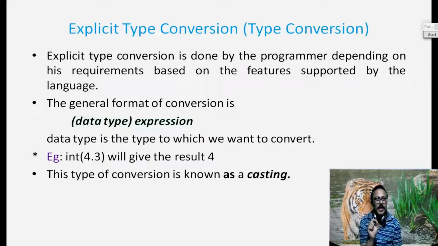The data type is the type to which you want to convert. An example is (int) 4.3. That means this 4.3 is converted to integer, the fractional part is removed, and 4 will remain. This type of conversion is also known as casting or typecasting. Using expressions of this form, you can convert any expression to the type of your choice.